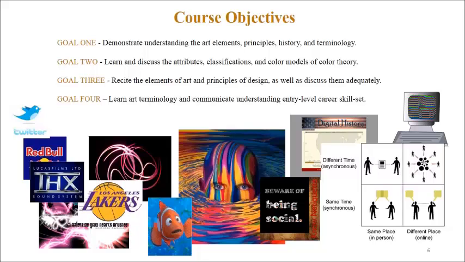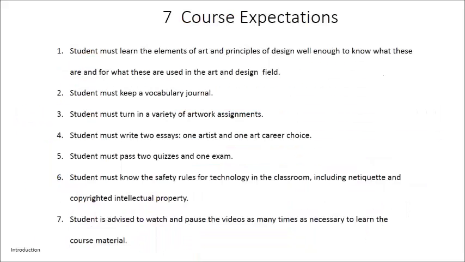The learning objectives are those that focus on the use of the elements of art and principles of design in order to create visual images communicating ideas and feelings. The first goal is to demonstrate understanding the art elements, principles, history, and terminology. The second goal is to learn to discuss the attributes, classifications, and color models of color theory. This goal aims to enhance your verbal declarative skills in color theory.